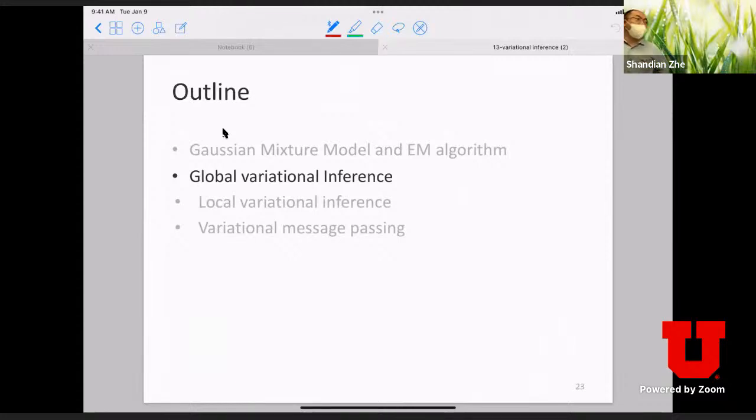Any questions so far? Okay, so it looks like everybody is happy with this EM algorithm framework.